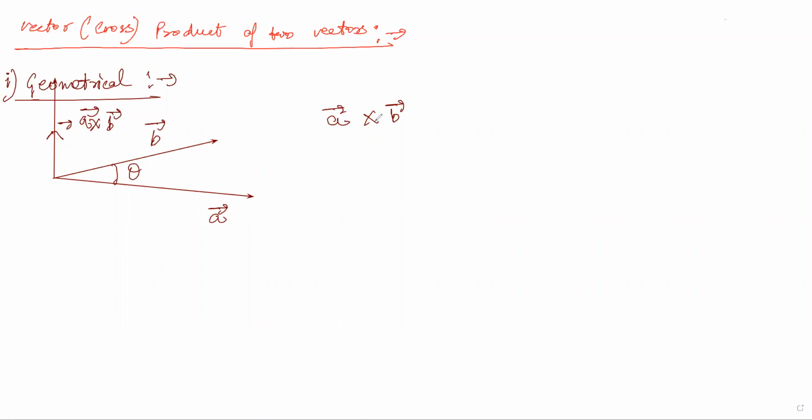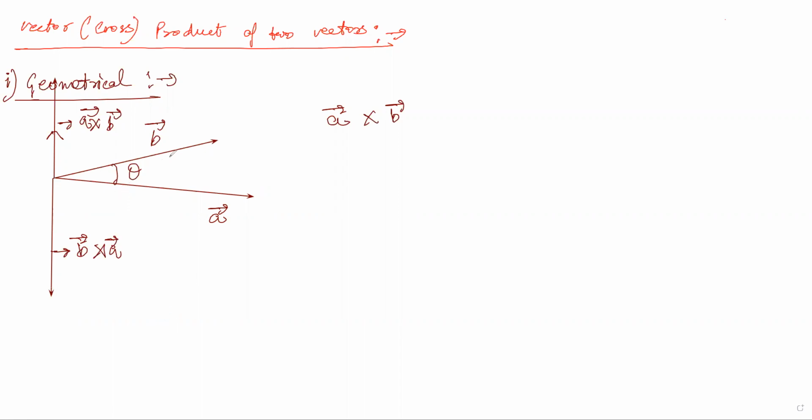So B cross A will have a direction represented as something like this, perpendicular, but with a downward direction. This is B cross A. So use your right hand, put it on the first vector, and then roll towards the second. In doing so, wherever your thumb is pointing, that direction is A cross B. So this would be B cross A. Now this is the direction for B cross A, right?